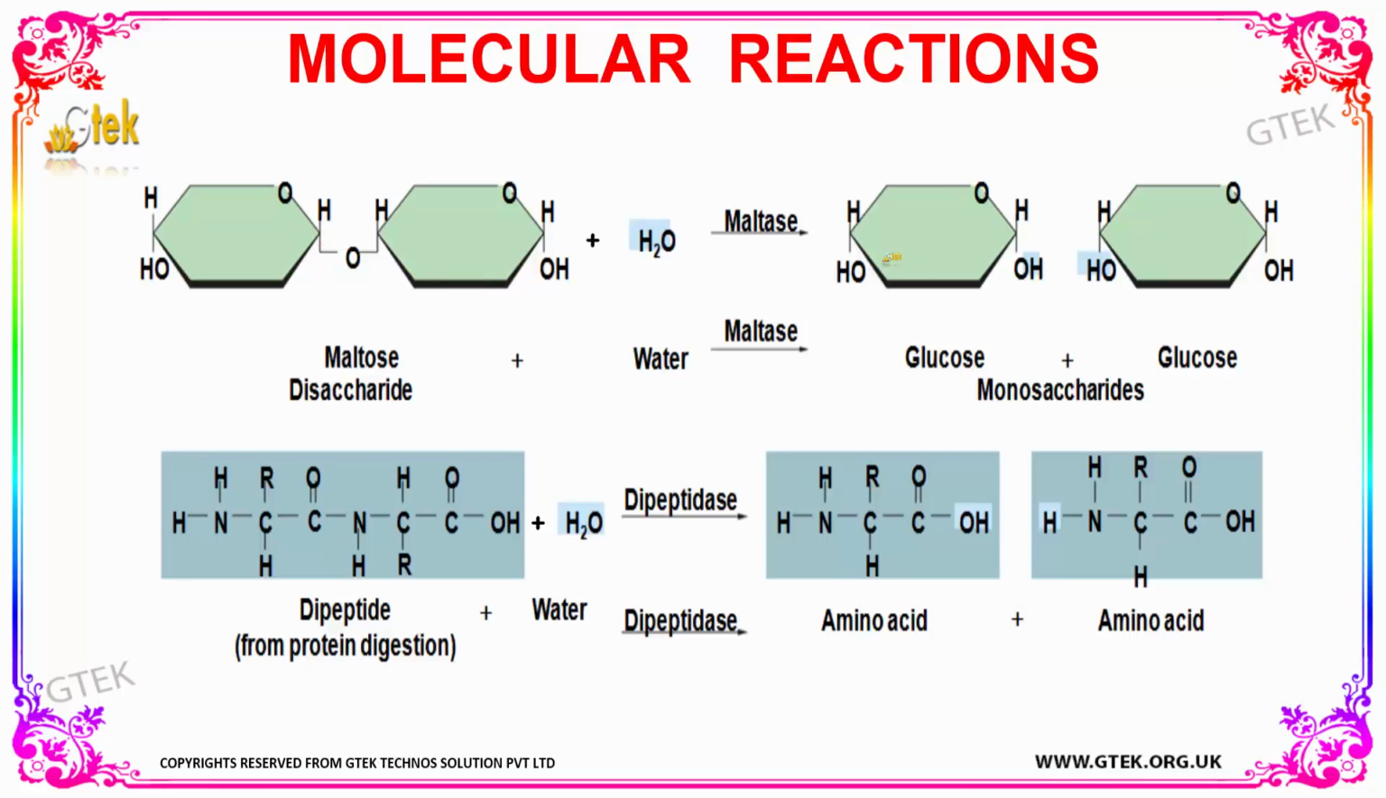You can see that one of the hydrogens is added to your benzene structure over here, and your remaining oxygen and hydrogen is added to the benzene structure over here. So this is how your maltose disaccharide in the presence of water and in the presence of maltase is converted into glucose.